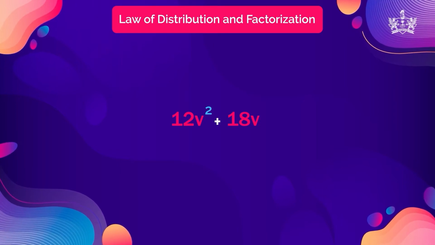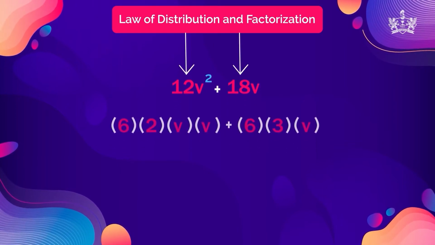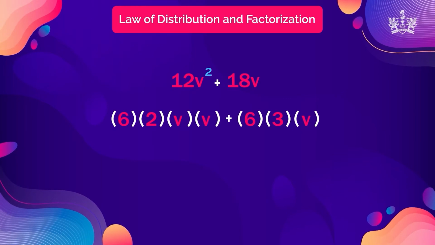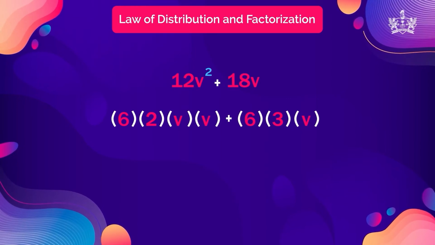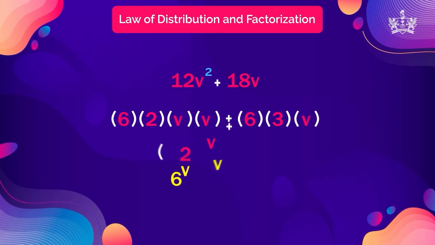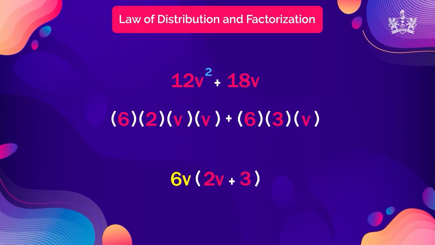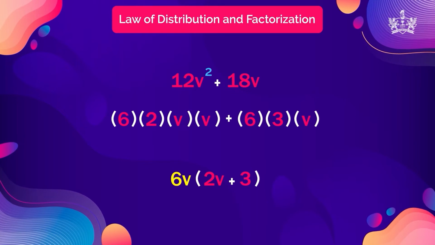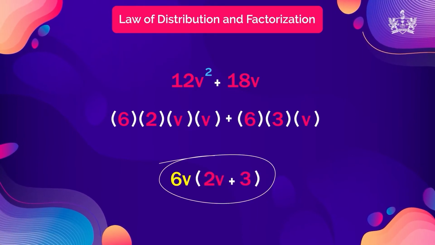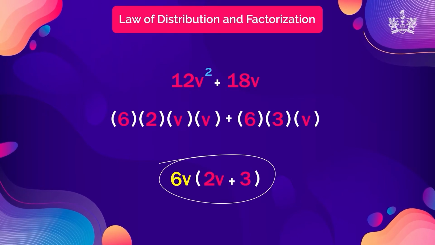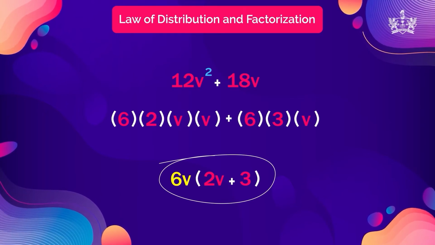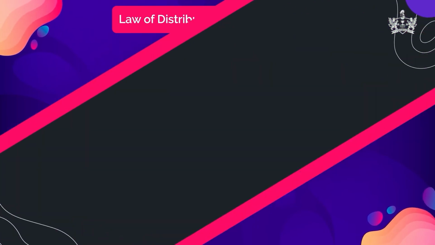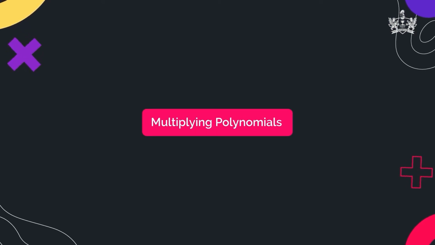In this one, we see that both coefficients are multiples of 6, so we can take that out. Also, we see that both have at least one v, so we can take that out too. So effectively, we factored out a 6v, leaving 2v plus 3 in the parentheses. Okay, now that we know how to distribute and factor, let's continue into multiplying polynomials.